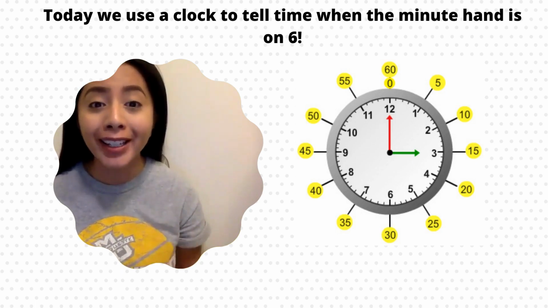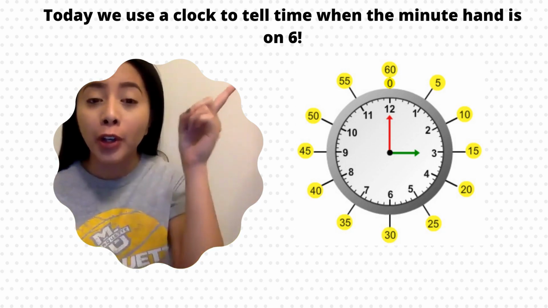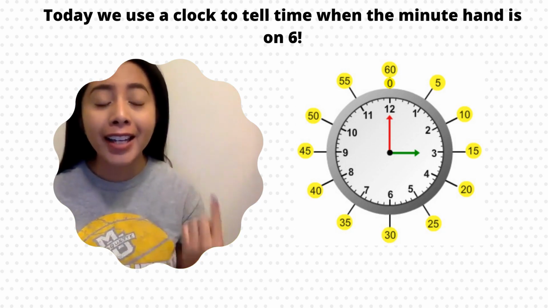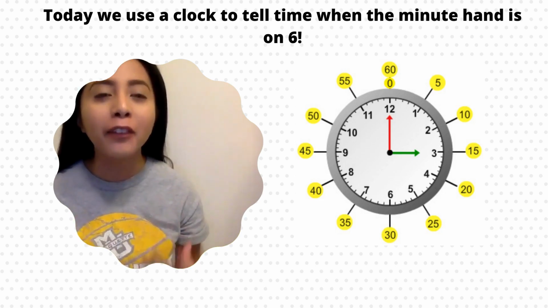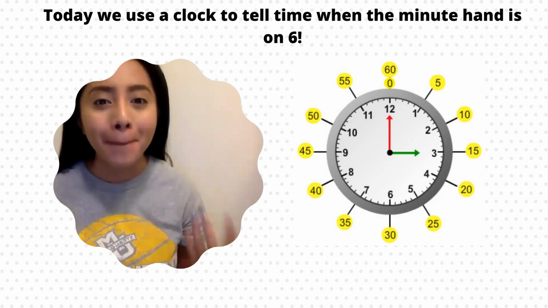Today we will use a clock to tell time when the minute hand is on 6. You did such an awesome job yesterday telling time when the minute hand is on 12, just like you see in that clock right there. Remember, our minute hand is the longer hand, the red hand that you see on the clock, and it tells us how many minutes have passed in an hour. In every hour, we have 60 minutes.